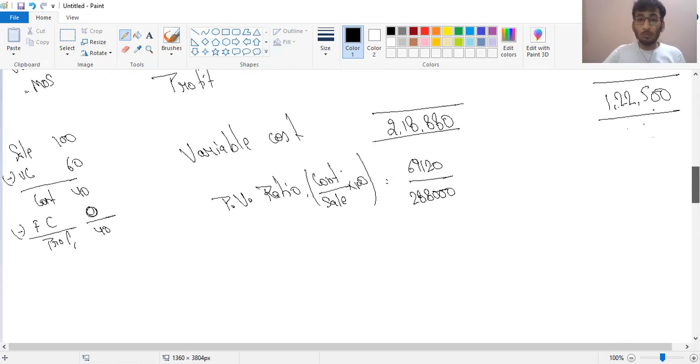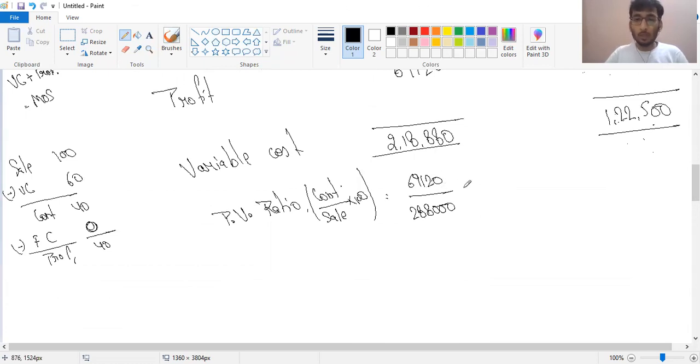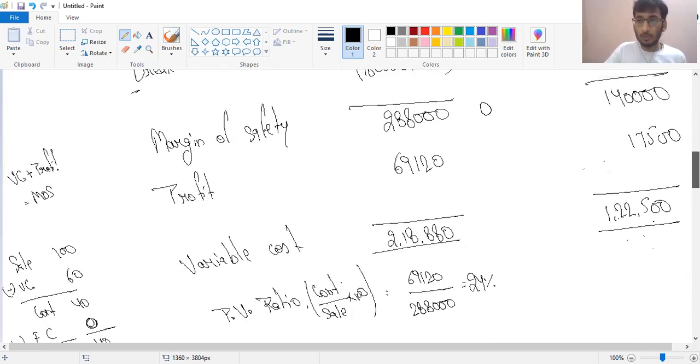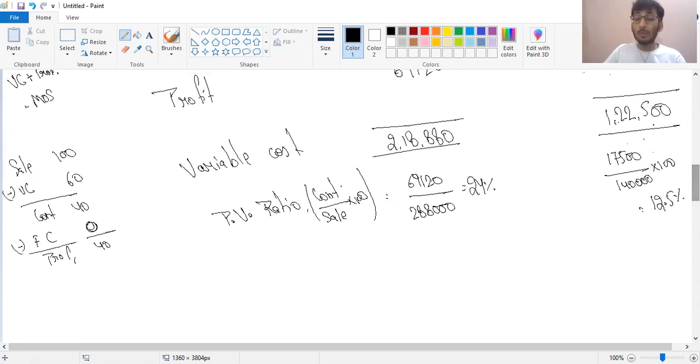Okay. So basically PV ratio we are calculating. PV ratio is 69120 divided by 288,000. It is 24%. And for this, the PV ratio would be, what is the profit? Profit is given to us, it is 17,500 divided by 1,40,000 multiplied by 100. So it would be 12.5%. Correct. So this is the PV ratio, or this is the value of contribution.